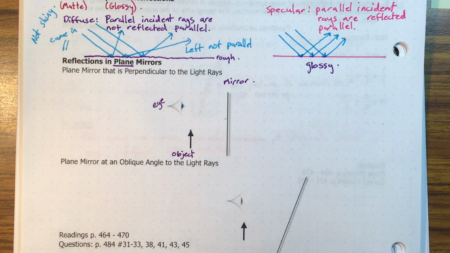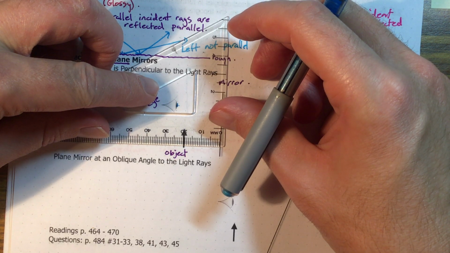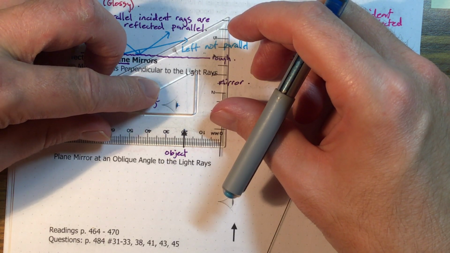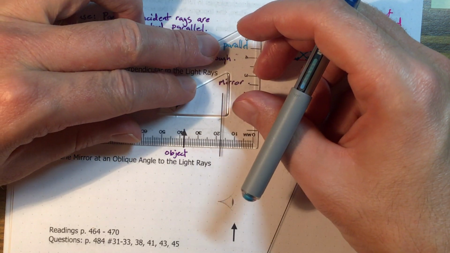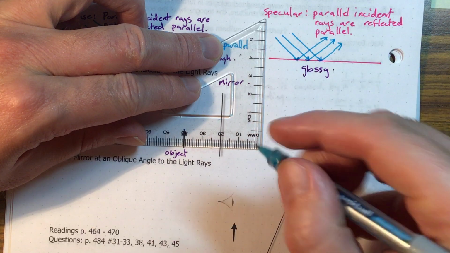Now, how do you find out halfway between these two? Well, here's a small secret. I've got this object. I measured my distance from the mirror. This object is approximately 2 centimeters from the mirror. So I'm going to draw another object exactly 2 centimeters on the other side of the mirror.